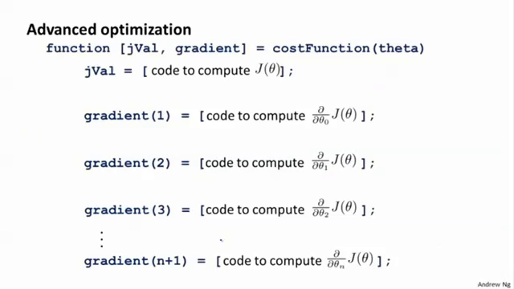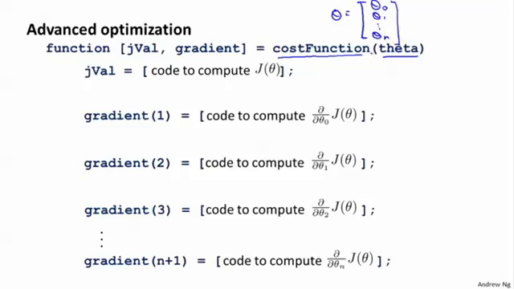Let's talk about how to get regularized linear regression to work using the more advanced optimization methods. And just to remind you, for those methods, what we needed to do was to define a function, called the cost function, that takes as input a parameter vector theta. And once again, in the equations we've been writing here, we use 0-indexed vectors. So we had theta 0 up to theta n.